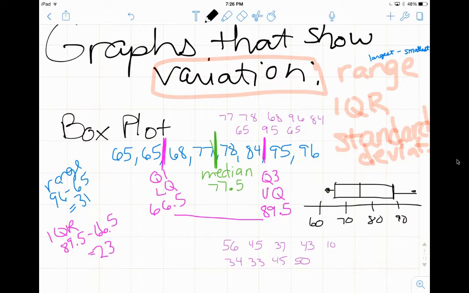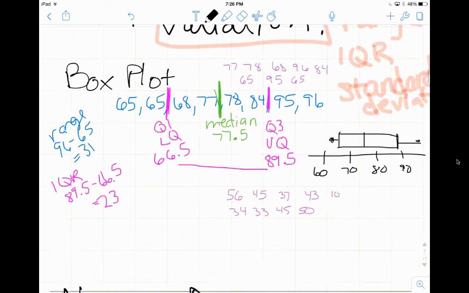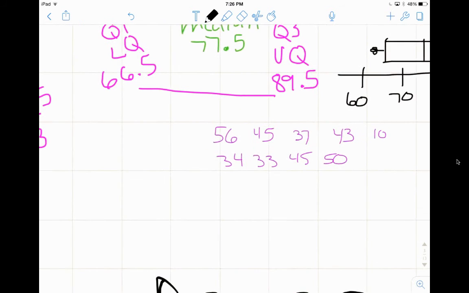The things that we can tell here is each segment represents 25% or 1/4 of the data as indicated. If I had a whisker that was really long, it might mean that we have an outlier. This set of data right here does not have an outlier, but an outlier is found by taking 1.5 times your interquartile range and seeing if it's more than that far away from the box plot. So let's look at the next one.